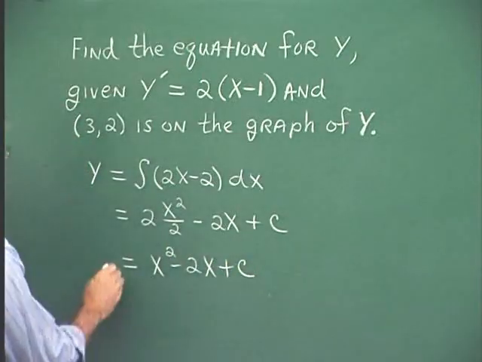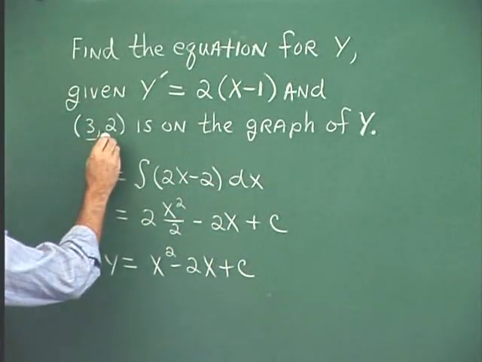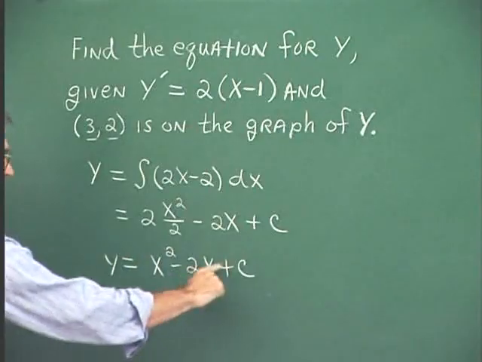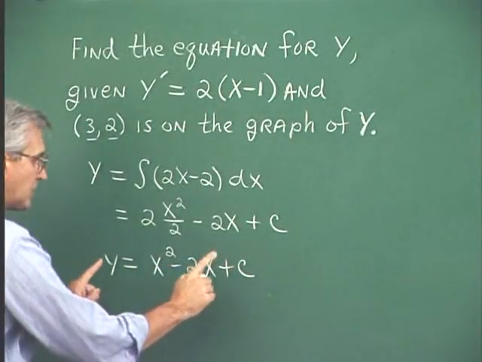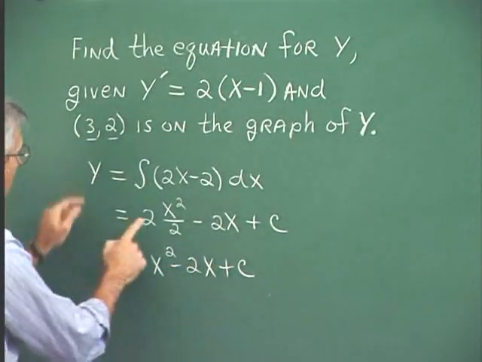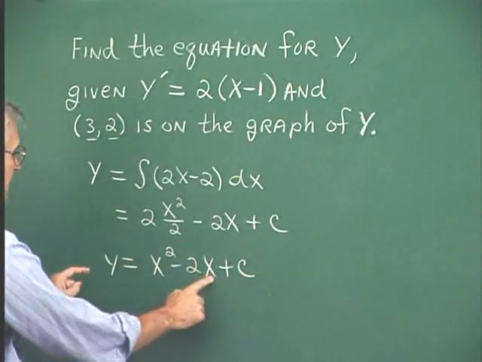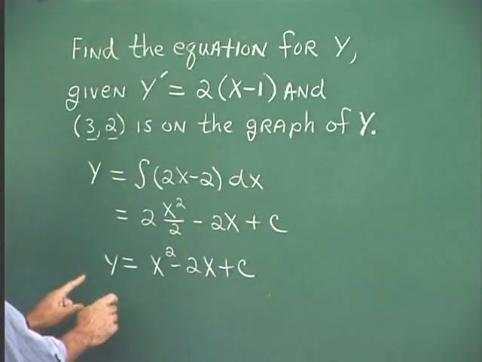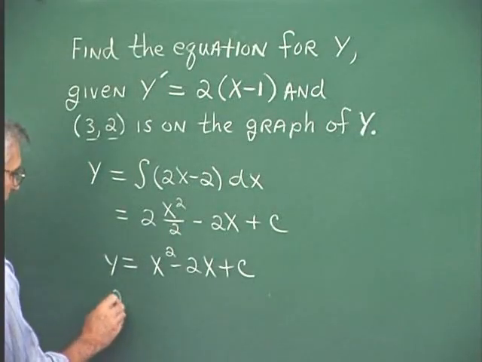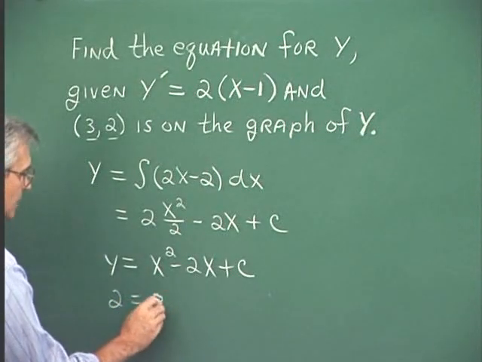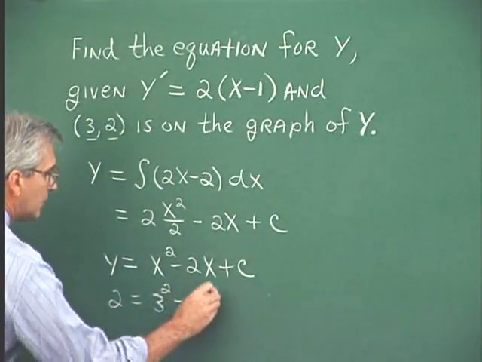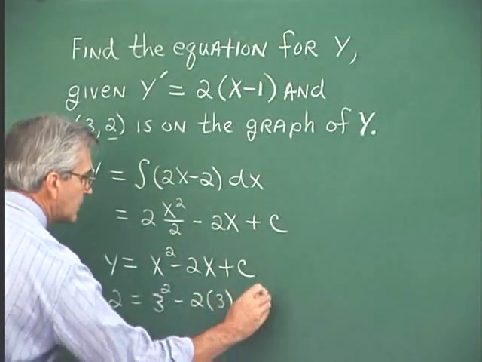And now we have the idea that the point (3, 2) is on the graph of this, and that allows us to solve for c. If we know that the point (3, 2) is on the graph, then we replace x with 3 and y with 2, and away we go. So we would have 2 equals 3 squared minus 2 times 3 plus c.